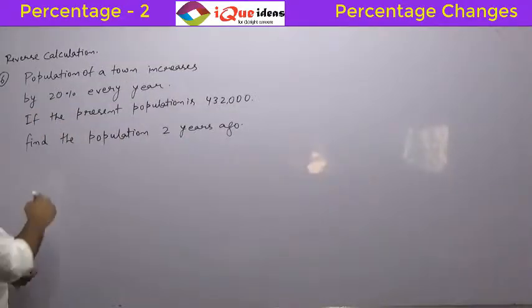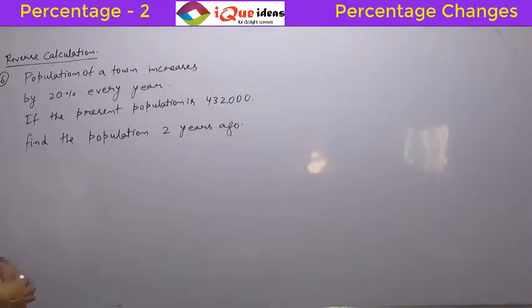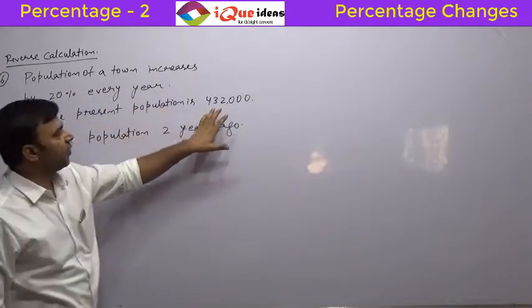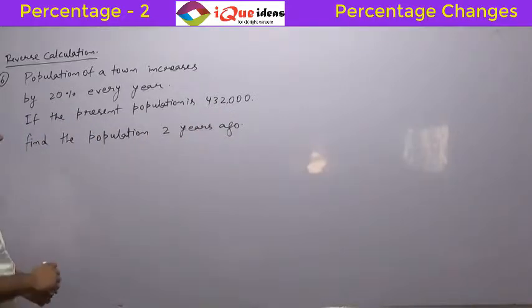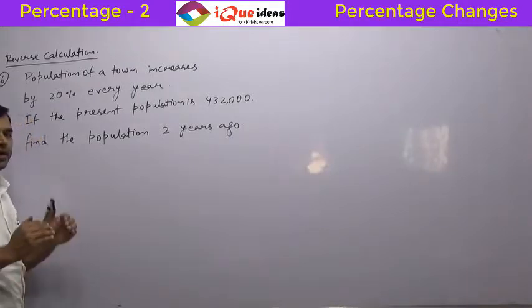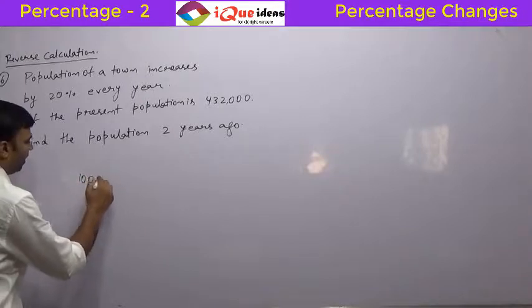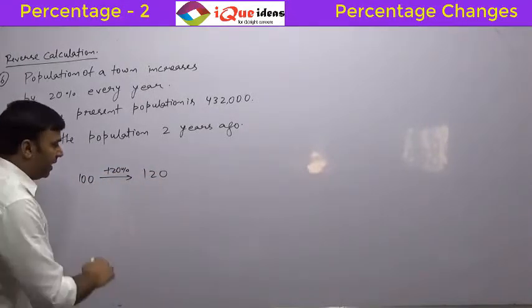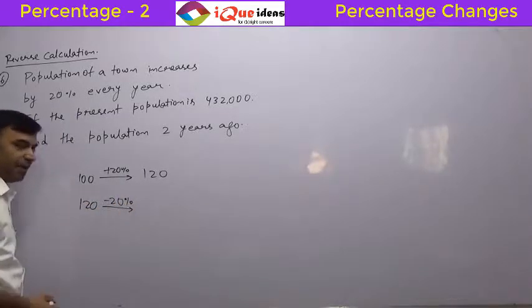Alright, now the next question, it is a question of reverse calculation. Let's see what it means. It says the population of a town increases by 20% every year, right? If the present population is 4,32,000, find the population 2 years ago. Now this is a very interesting situation. A percentage calculation can only be done in the forward direction, right? Remember that. So if there is a value 100, if it increases by 20%, it will become 120. It does not mean that if you reduce 120 by 20%, you will get 100. Let's see what happens.